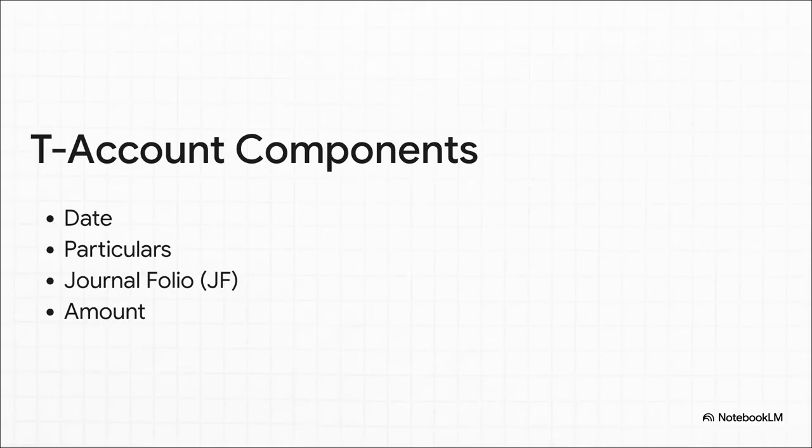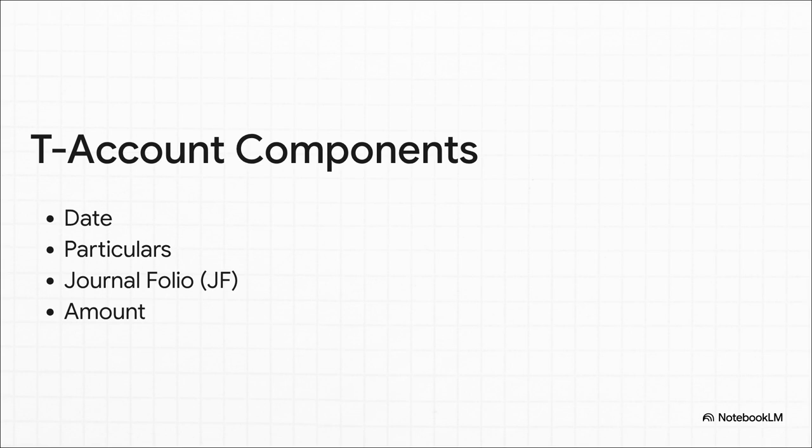Now, inside that T-shape, structurally mirrored on both the debit and credit sides, you've got four vital columns. You always start with the date of the transaction. Next up is the particulars. This basically acts as a brief contextual description, so noting, for example, that a specific influx of cash came directly from sales. Third is the actual financial amount. But honestly, the most crucial column for keeping your accounting integrity intact is the journal folio, or JF.